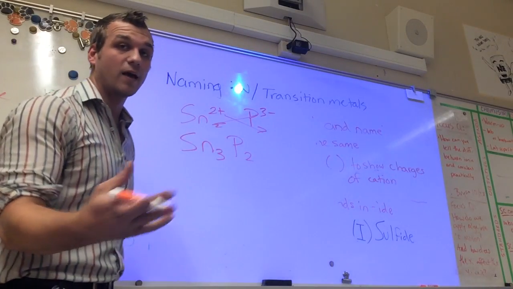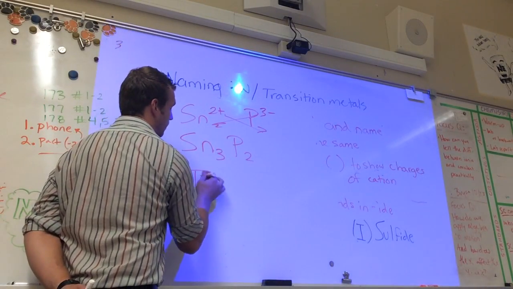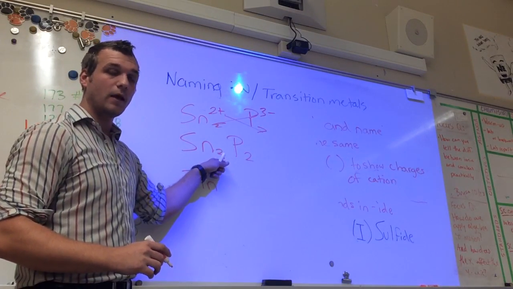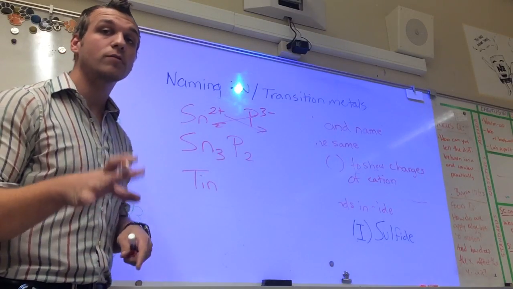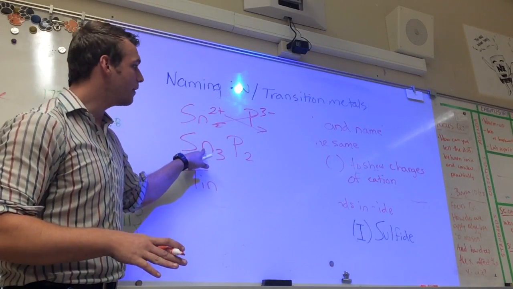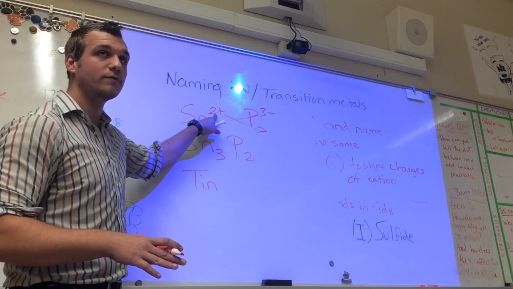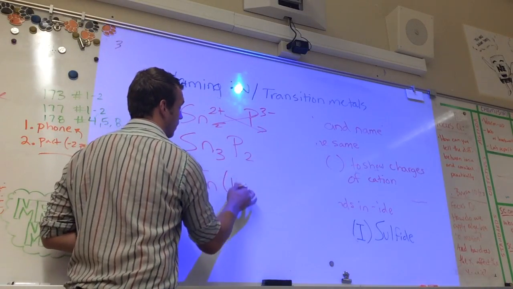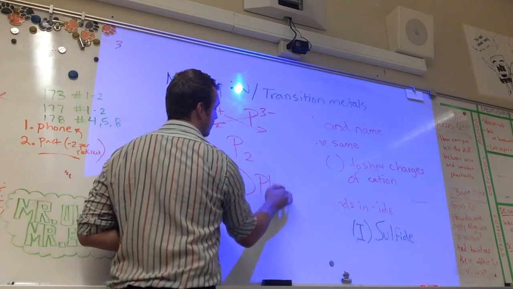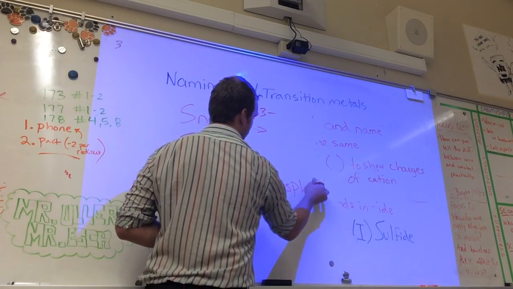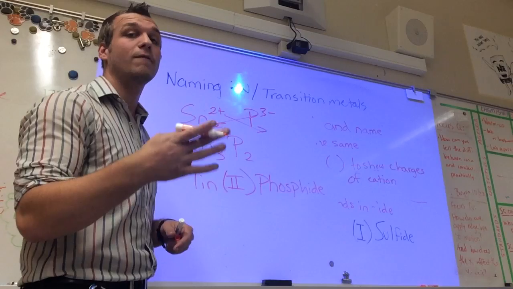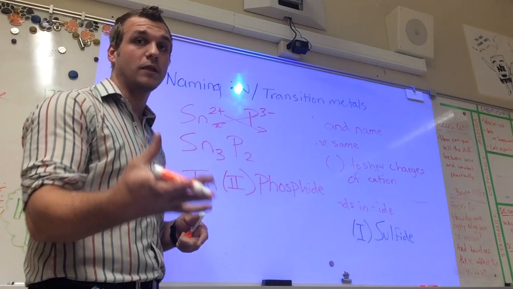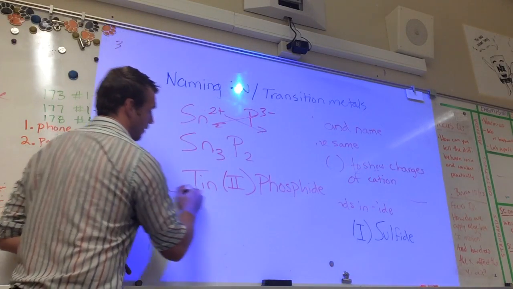So let's name this. Sn on your periodic table is tin. And it's not tin(3). Okay? When we put those parentheses, we aren't writing the number of atoms, we're writing the charge. So the charge of tin is 2. So we would name it tin(2) phosphide. Tin(2) phosphide. Okay? If we look at another example, let's go ahead and do tin(4), which is cool to say.